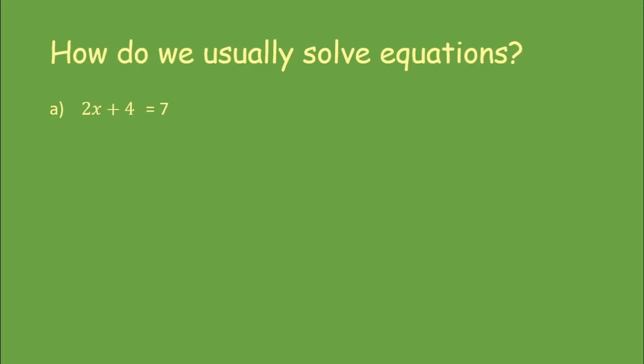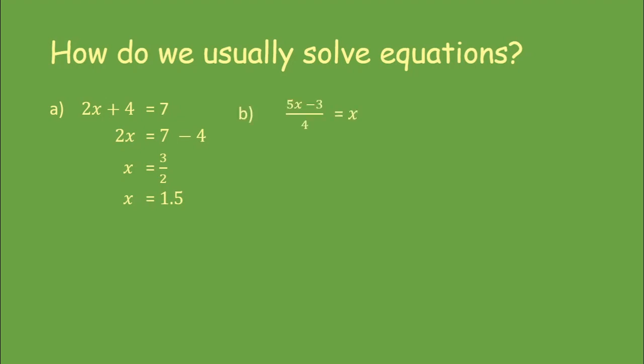Now, this equation here is not a quadratic. It doesn't have an x squared term. So it's a linear equation. And these equations are easy to solve just by rearranging to get the x on its own. First I minus the 4, then I divide by 2, and I've got my x by itself. X must be equal to 1.5. Simple. Let's try another one.